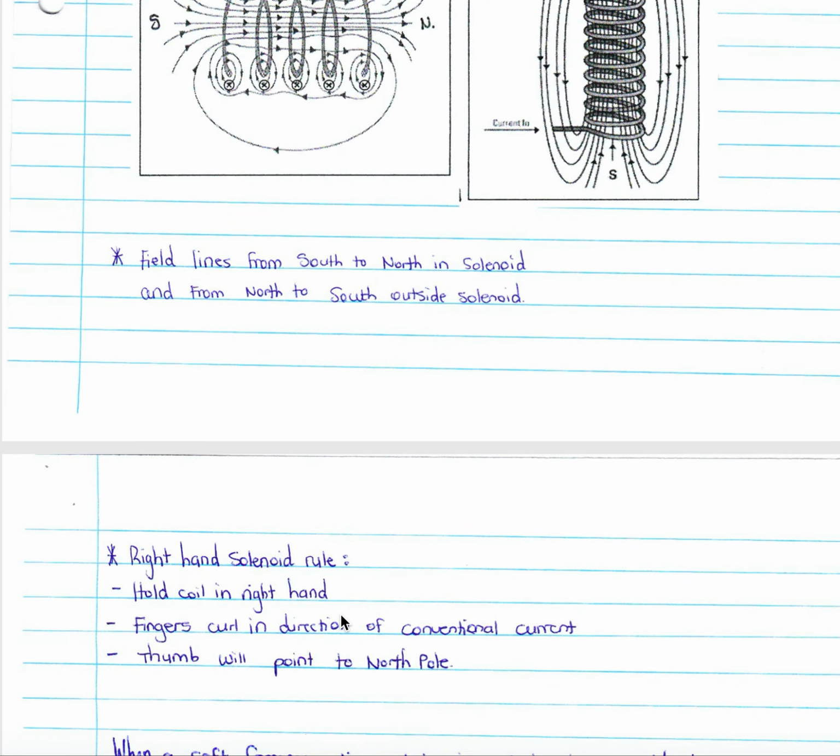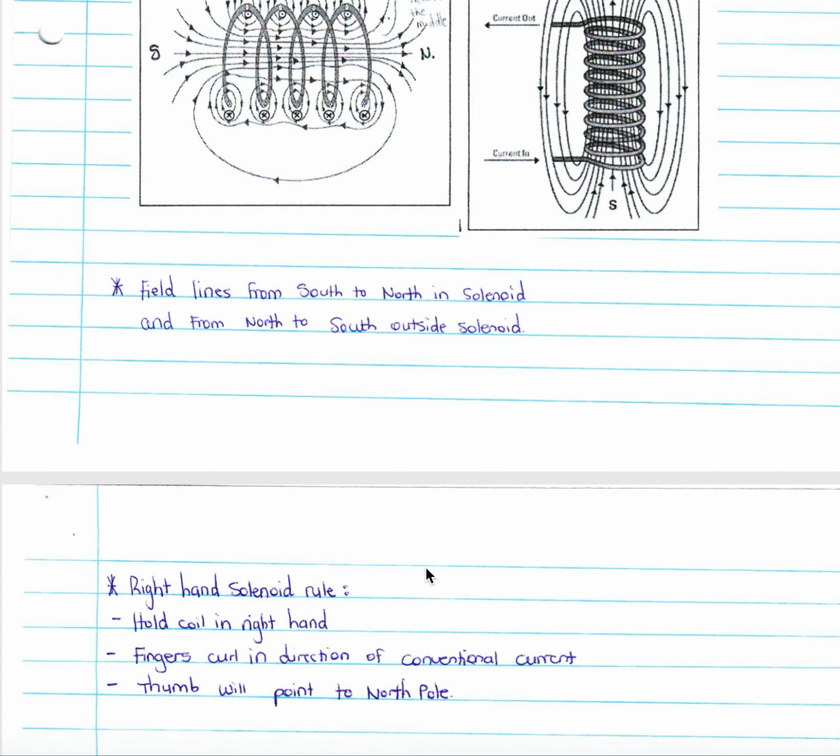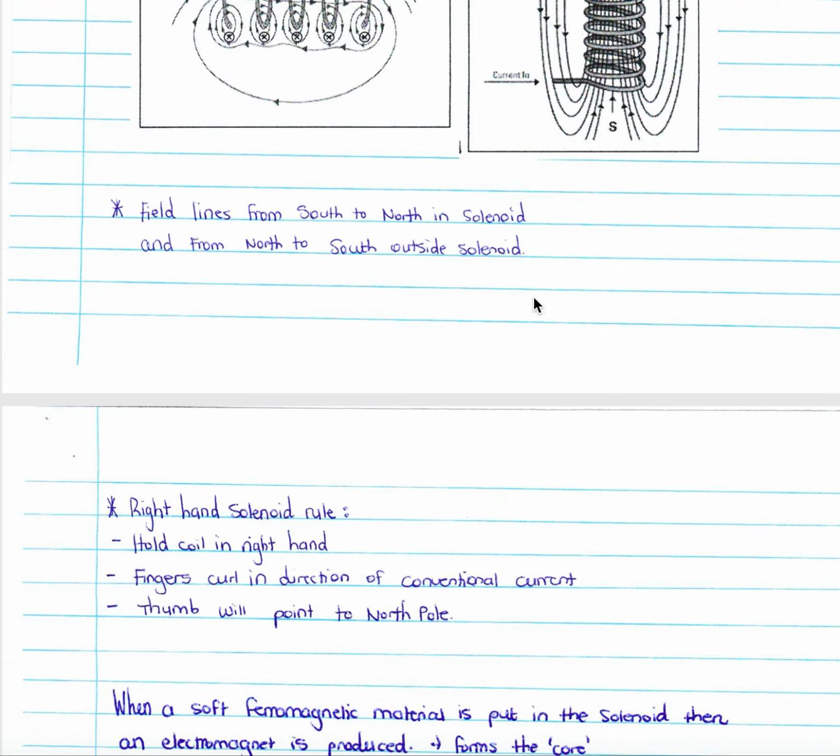So we hold the coil in our right hand. If you grab this coil over here in your right hand, your fingers curl in the direction of the conventional current. So you grab it and your fingers point outwards because your conventional current is flowing outwards, and your thumb will point to the North Pole. As we can see, our thumb points up because the current is flowing outwards, and therefore our thumb points to the North Pole, which is at the top.